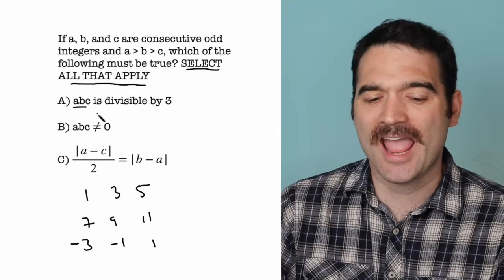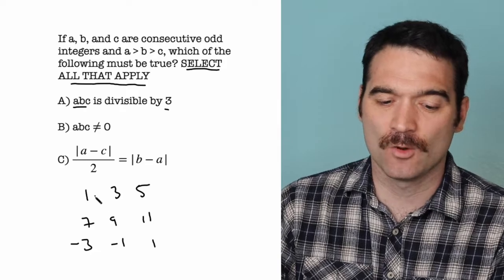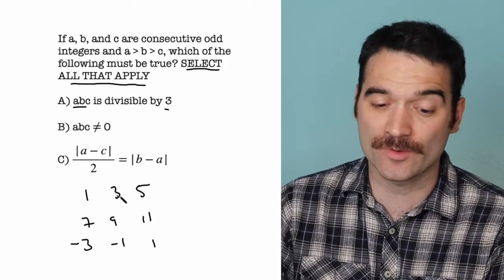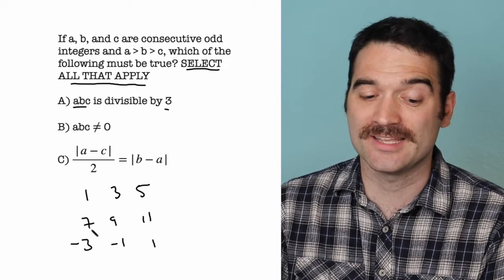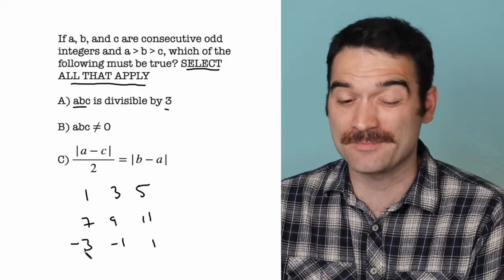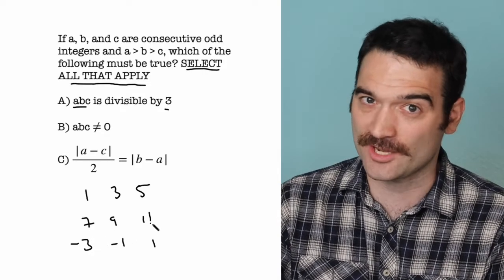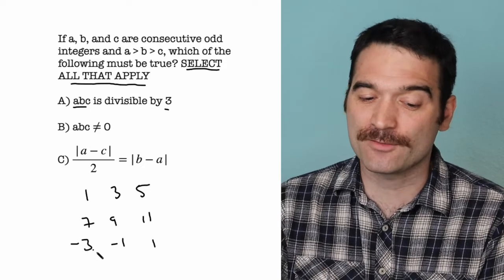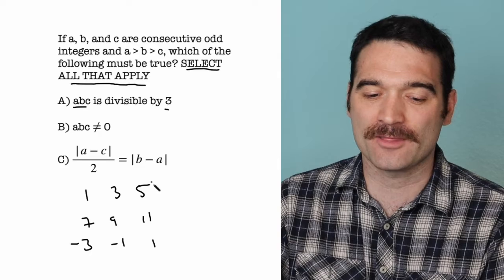We'll start with A. A times B times C is divisible by 3. Well, let's run our test cases. What's 1 times 3 times 5? That's 15. Is that divisible by 3? Yes, it is. 7 times 9 times 11, that's 63 times 11, or 693. Is that divisible by 3? If you check your calculator, it surely is. -3 times -1 times 1 is 3, all divisible by 3.